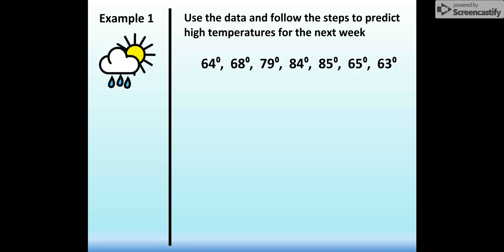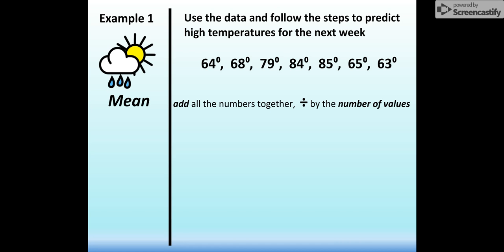Let's look at our three examples. Example 1, these are the temperatures all last week. We're going to use these and see if we can figure out maybe what the temperature could be like next week. First one, the mean.